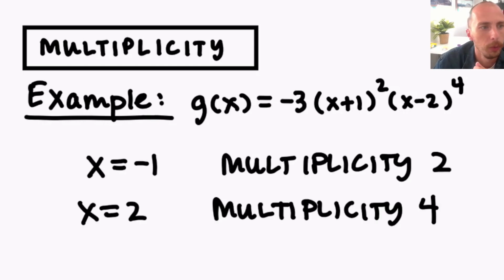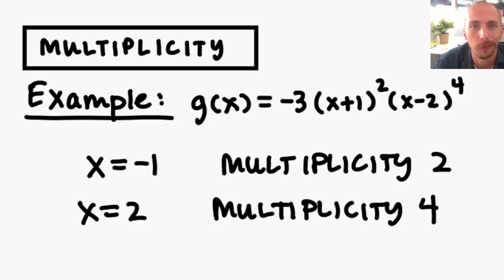All right, there you go. So x equals negative 1 is going to have multiplicity 2 because of the (x + 1) squared, and x equals positive 2 has multiplicity 4 because of the (x - 2) to the fourth power. Notice how that negative 3 did not contribute anything. I'm not going to have x equals 0 being a root. That's a common error. I'm not going to have x equals negative 3 being a root either.